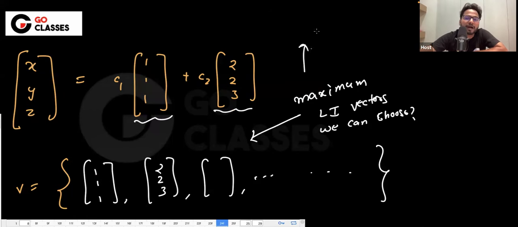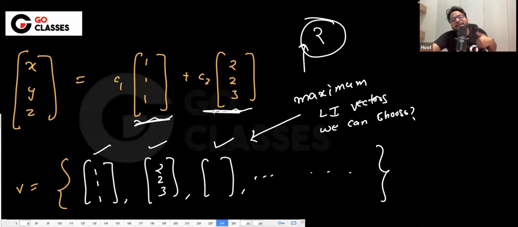Okay, but the question is, can you choose more than two? Two you can definitely choose. You will choose this, you will choose this, but can you choose more than two? See, whatever you choose next will be a linear combination of this and this only. It cannot be linearly independent. That's what you need to understand, right? So maximum you will be choosing two vectors.